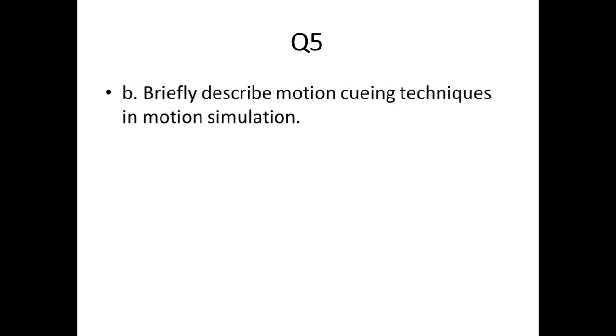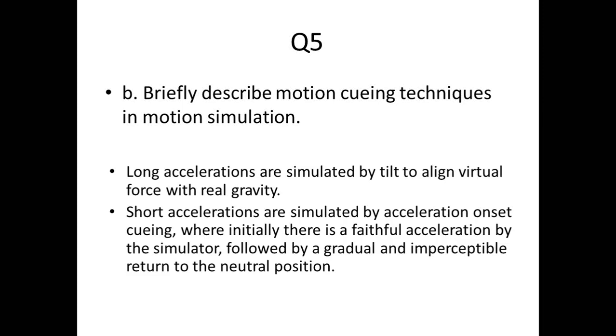Briefly describe motion cueing techniques in motion simulation. In motion simulation, the long accelerations are simulated by tilt to align virtual force with real gravity, and the short accelerations are simulated by acceleration onset cueing, where initially there is a fistful acceleration by the simulator, followed by a gradual and imperceptible return to the neutral position.